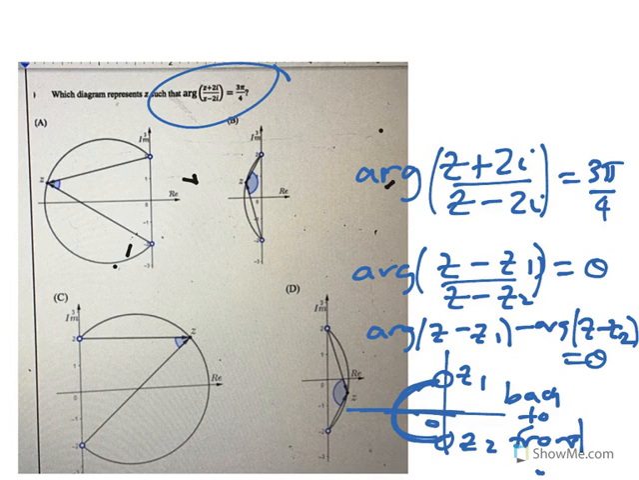Now, if you want me to show you why, I could. This is a little bit out the side of the syllabus, but I still think it's good to see. There are some of these in Fitzpatrick as well.